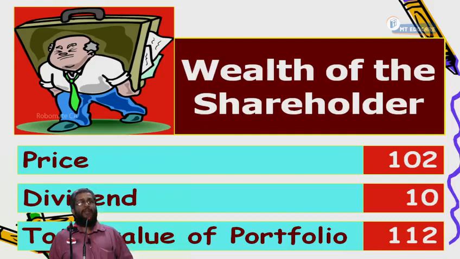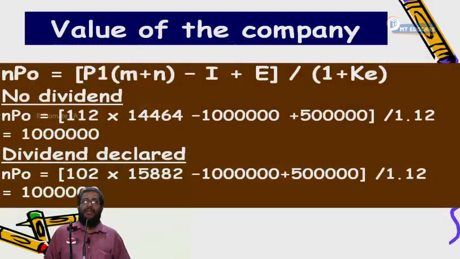Can I proceed? Capital B. What is capital B? Wealth of the company. What is the wealth of the company? Number of shares into P0. Is that the wealth of the company or not? No. Please copy this particular slide on the value of the company.